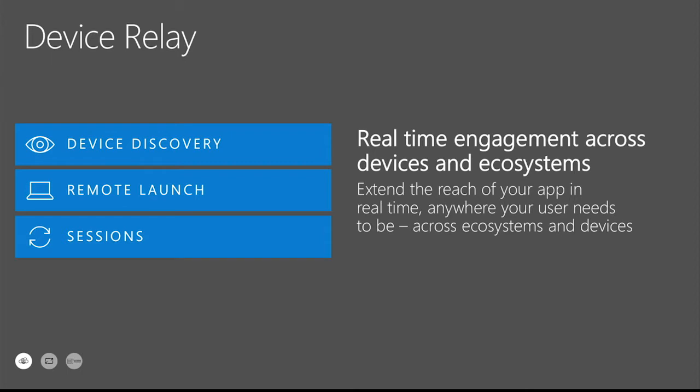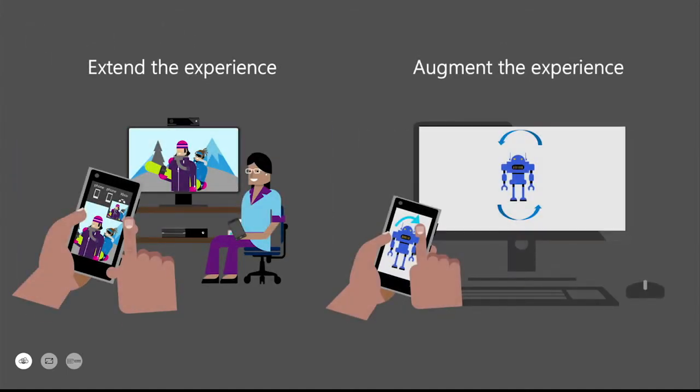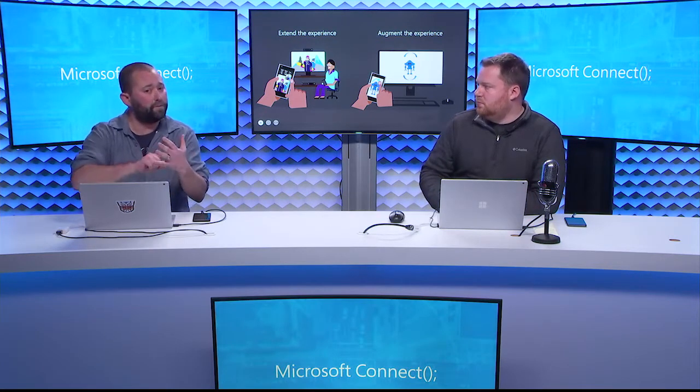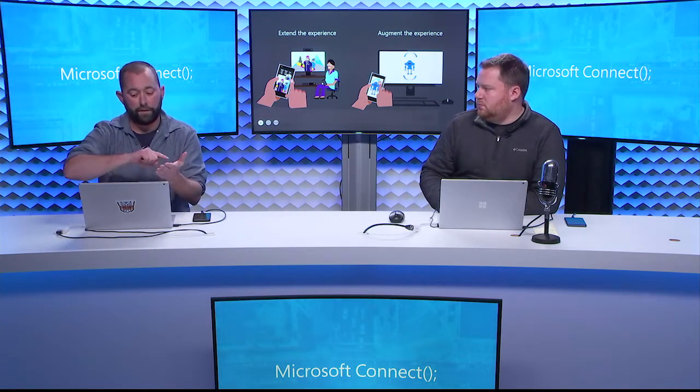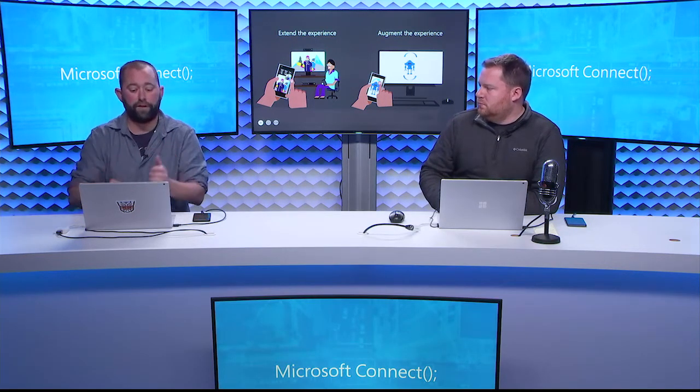But all of these come together to let you do real-time engagement across devices and across ecosystems. This is really about making your app able to reach wherever your customers are at, no matter what they're doing or what they're using. So device relay lets you do a couple of really core experiences, but there's more than this, but we see these used a lot. You can think of it as helping you extend the experience. That's kind of what you just saw in Sean's case. He took the experience from one device and moved it to another, but you can also augment the experience. We've seen some really cool demos of people using devices and Rome to manipulate something going on a different screen, almost like 3D manipulation, through things like device relay and sessions.